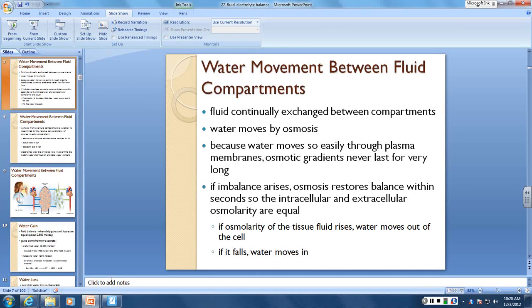That also has to do with tonicity. Remember hypertonic? If you put a cell in a hypertonic environment, fluid will leave the cell. It's all the same thing. Okay? So if tissue fluid osmolarity falls, water will move into the cells.